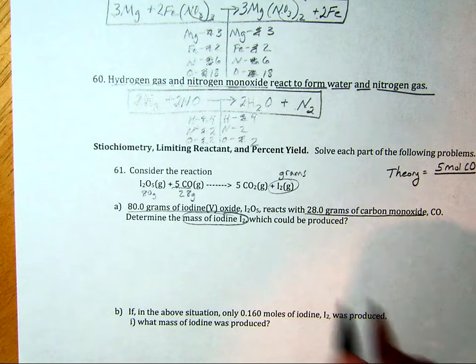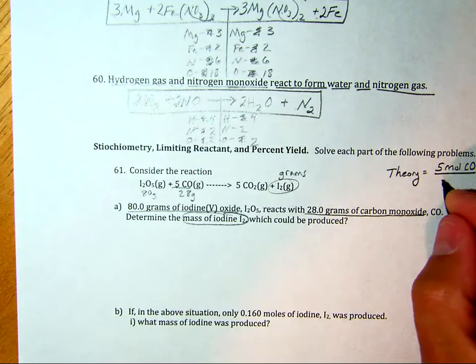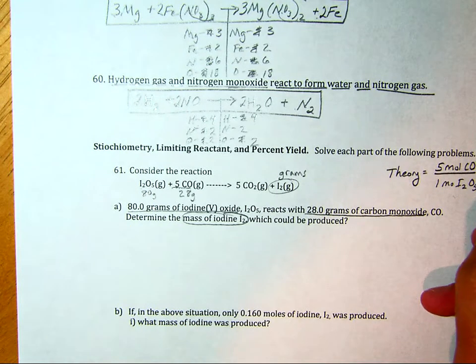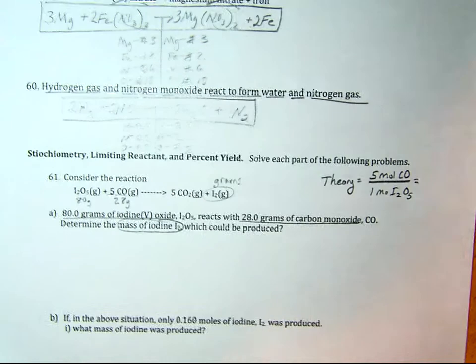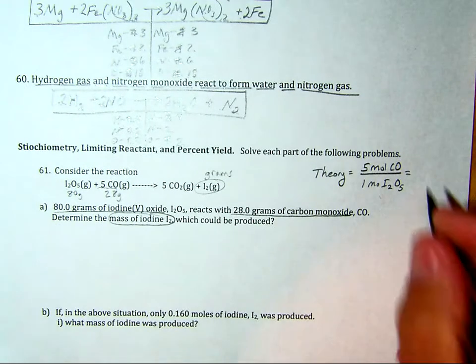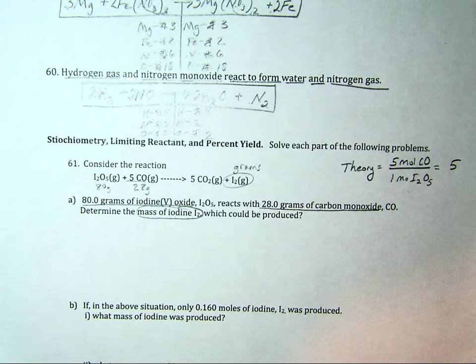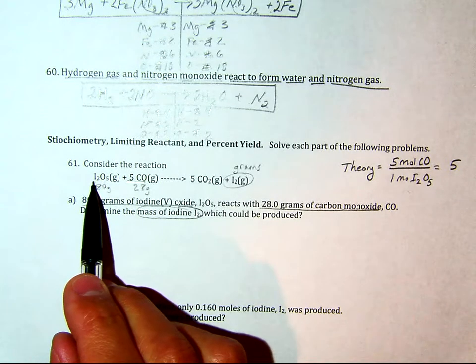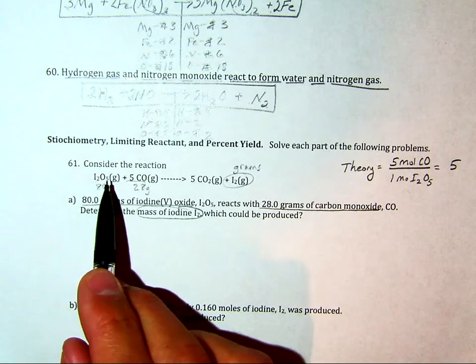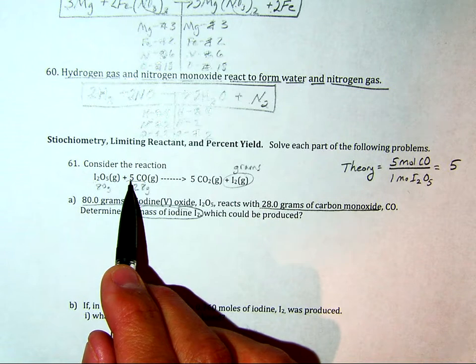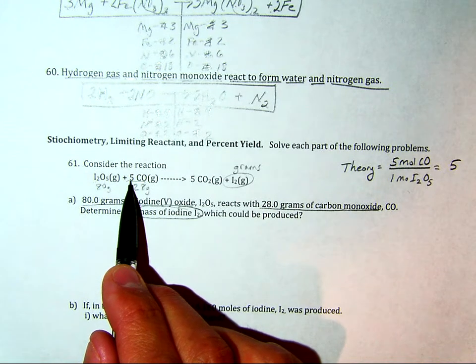And we're going to do a mole ratio. We only have 1 mole of the I2O5. Okay, and let's put a number to that. So 5 divided by 1 is exactly 5. So what that means is that in theory, for every 1 mole of the iodine 5 oxide that reacts, there should be 5 moles of this carbon monoxide that will react with it.